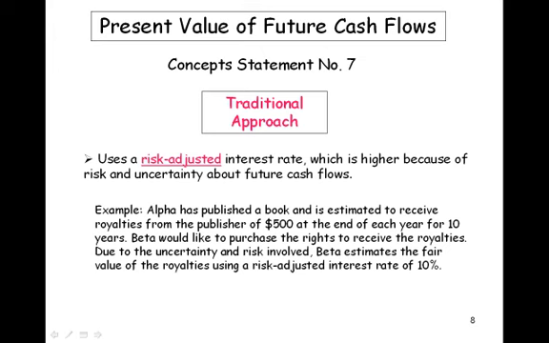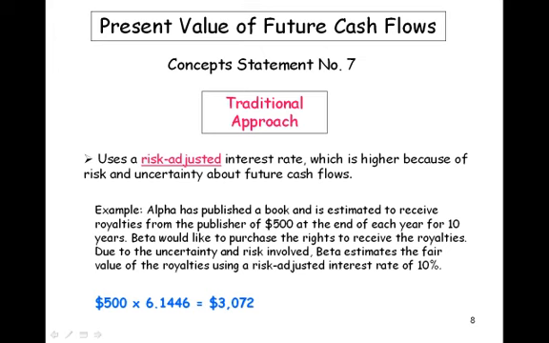Due to the uncertainty and risk involved, Beta estimates the fair value of the royalties using a risk-adjusted interest rate of 10%. The risk or uncertainty is whether the royalties will be $500 each year for the next 10 years. Therefore, a higher interest rate is used to compute the present value. Using Table 4, 10 periods, and 10% interest, we estimate that the amount Beta should be willing to pay for the rights to these royalties is $3,072.